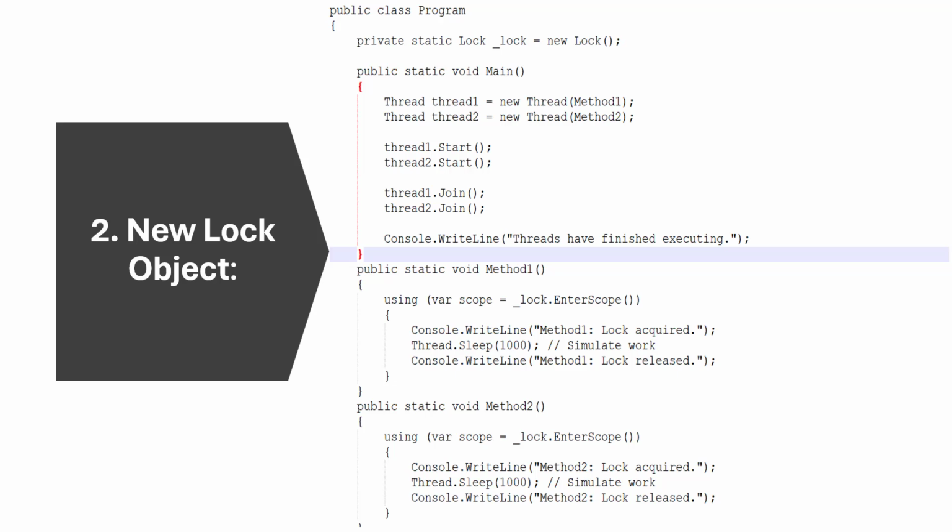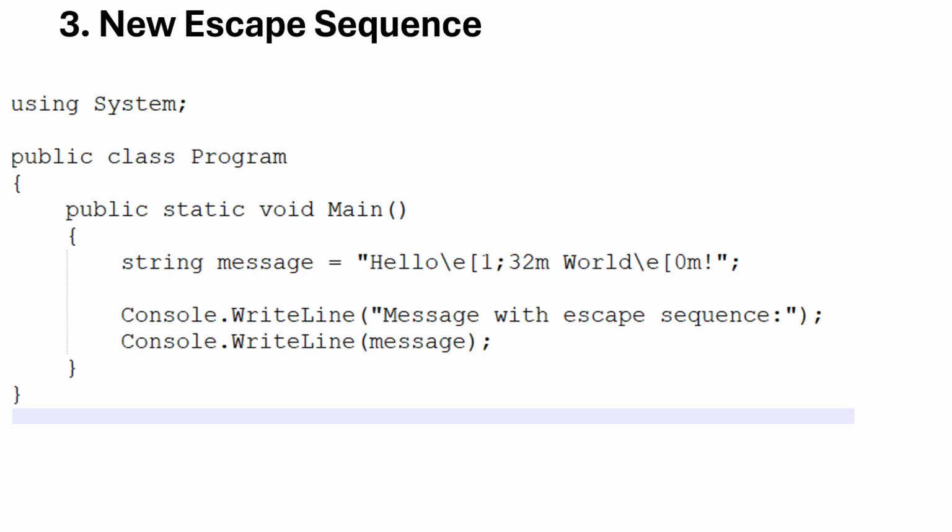Continuing with the third one, that is the new escape sequence. The new escape sequence introduces a new character, that is \e. What about the \e escape character? That is Unicode 001B, which has been introduced and simplifies the inclusion of the escape character in a string compared to the older method using \u001B.